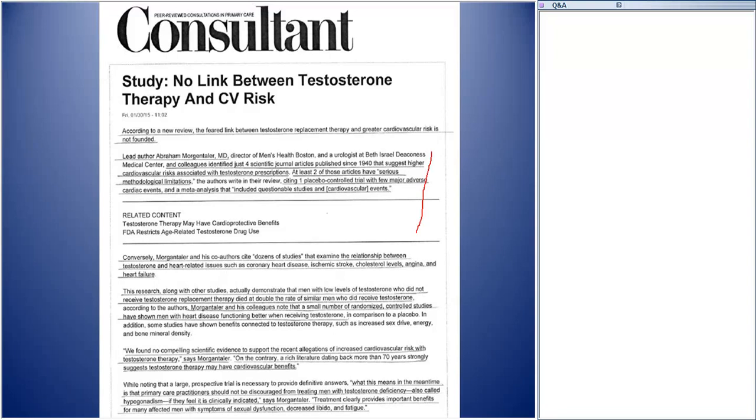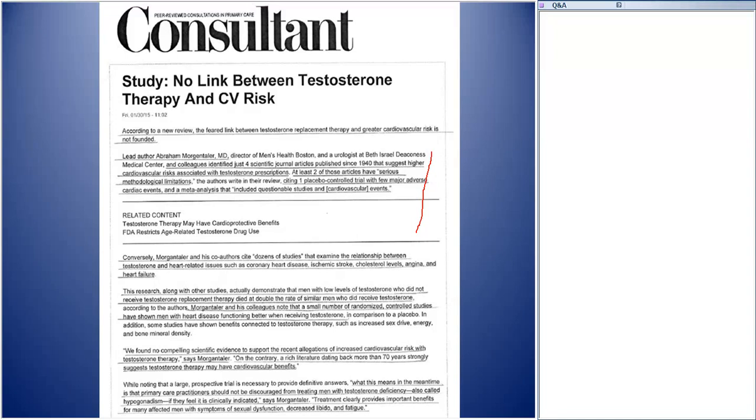Anyway, in this study here, the lead author, Dr. Morgentaler, Director of Men's Health in Boston, I'm sure everyone knows Dr. Morgentaler, he and his colleagues identified just 4 scientific journal articles published since 1940 that suggested a higher cardiovascular risk in using testosterone. At least 2 of those articles had serious methodological limitations, shall we say flaws.